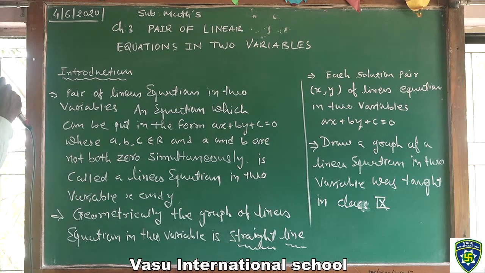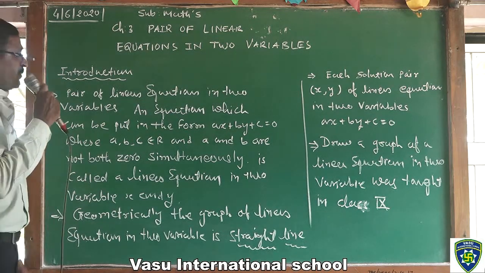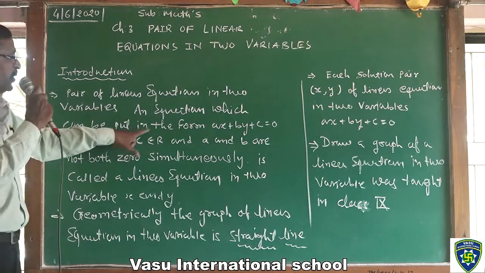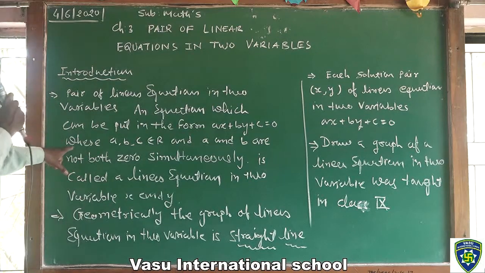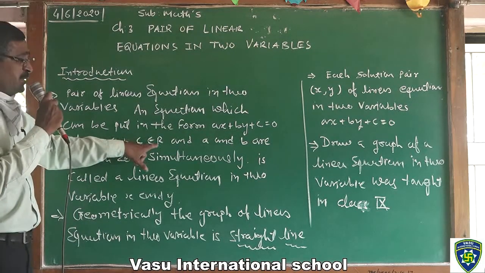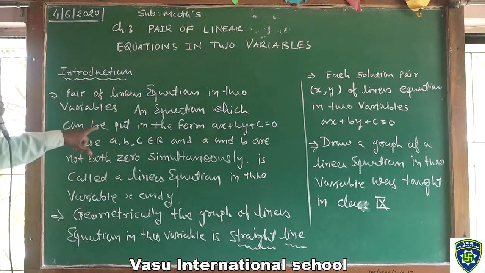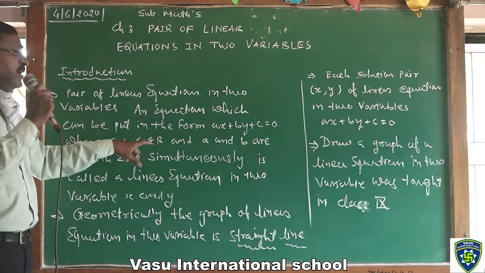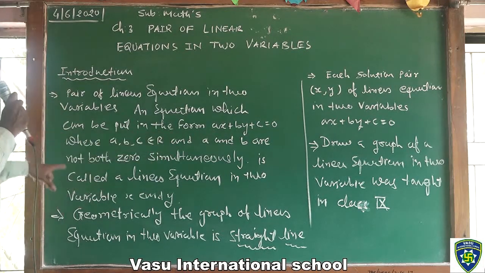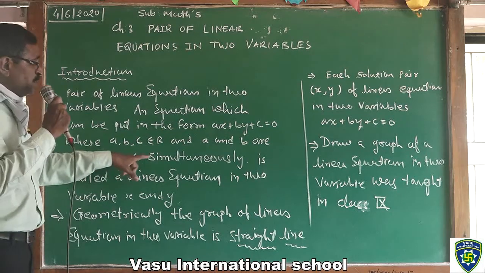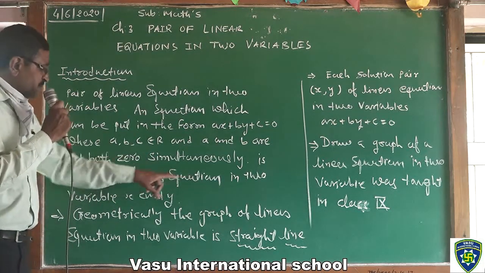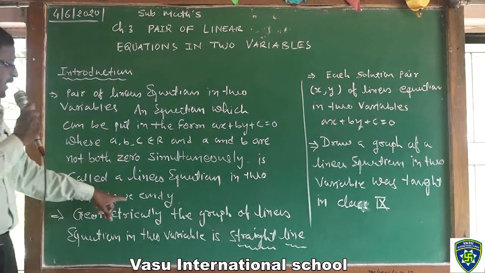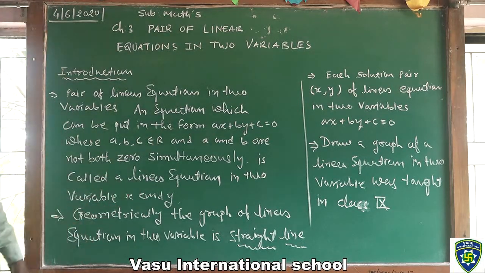An equation which can be put in the form ax plus by plus c equals 0, where a, b, c belong to R, that means a, b and c are real numbers, and a and b are not both 0 simultaneously, is called a linear equation in two variables. The variables are x and y.